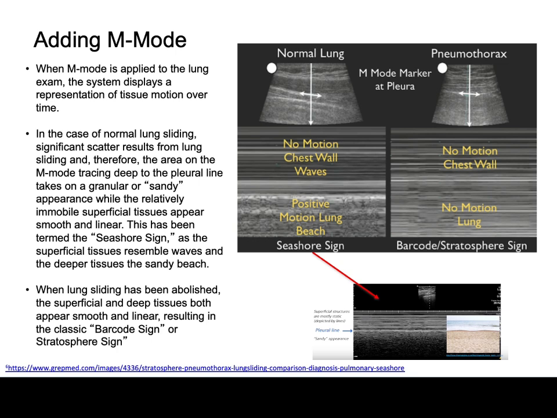appear smooth and linear. This has been termed the seashore sign, as the superficial tissues resemble waves and the deeper tissues the sandy beach, which can be seen as an example on the right-hand side of the slide. When lung sliding has been abolished, the superficial and deep tissues both appear smooth and linear, resulting in the classic barcode sign or stratosphere sign. This again can be seen in the image on the upper right-hand side of the screen.